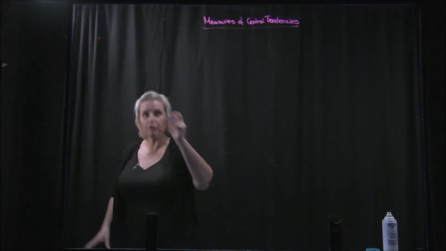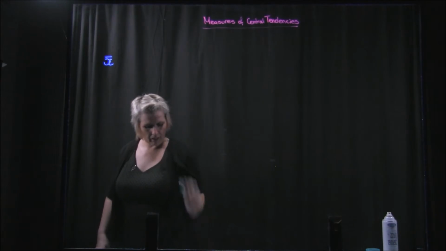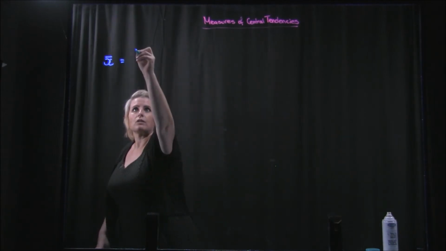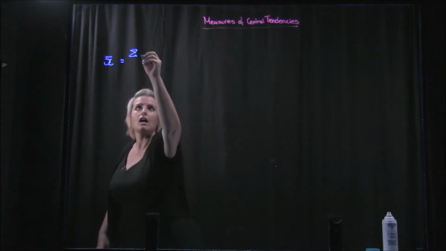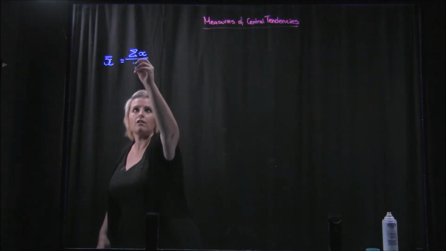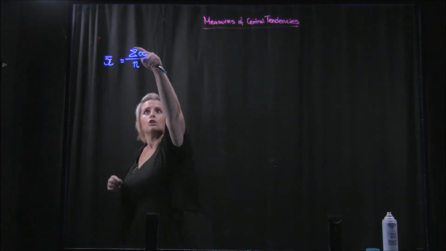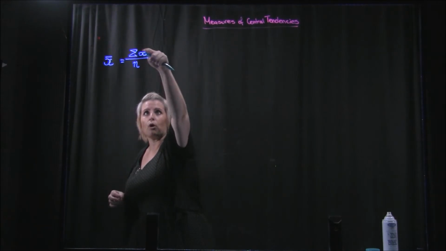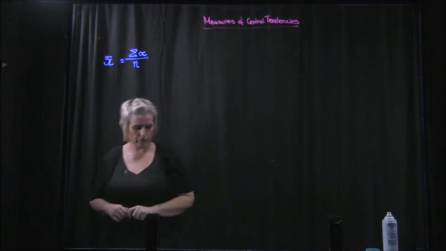So, the formula for the mean. X bar means mean, and it is equal to the sum of, that's what that symbol is, the scores, which is what we use X for, over the number of scores. Okay? So, the sum of all of the scores divided by the number of scores.